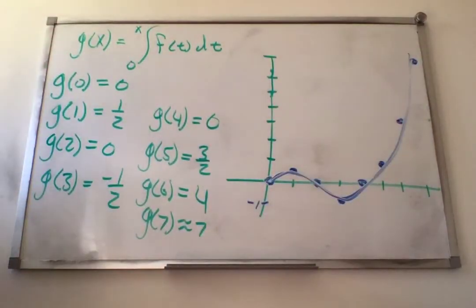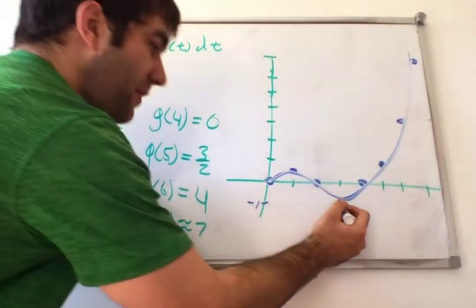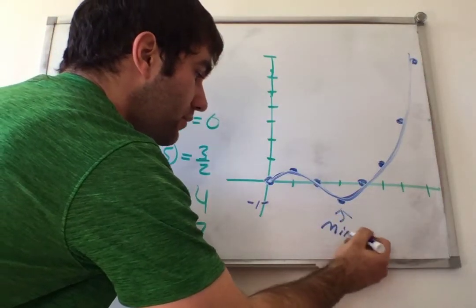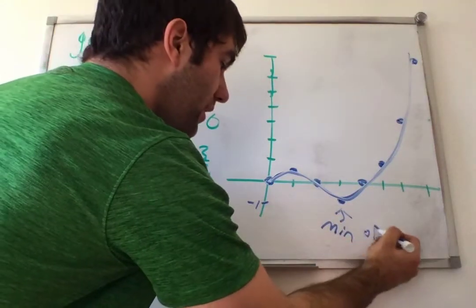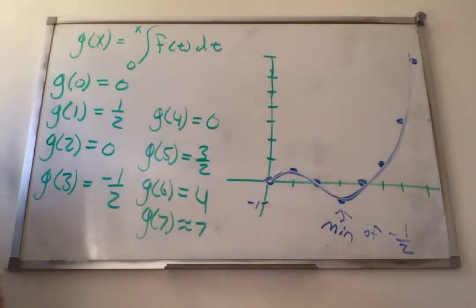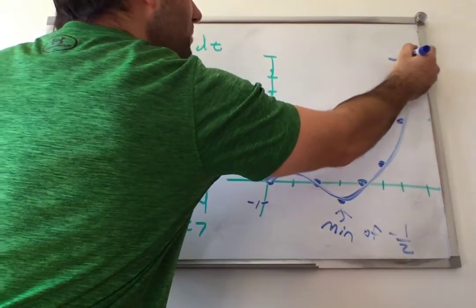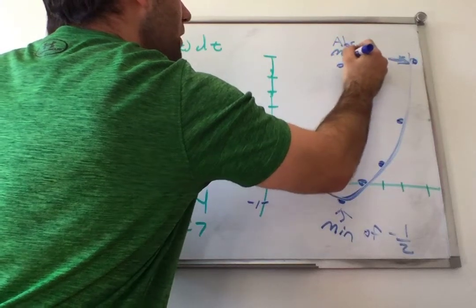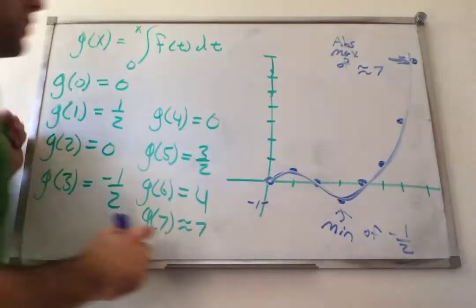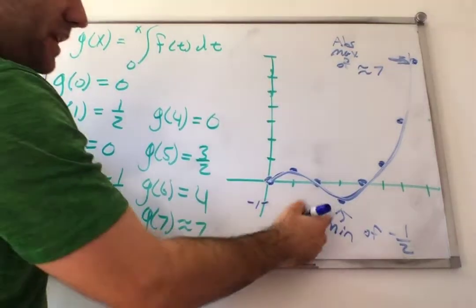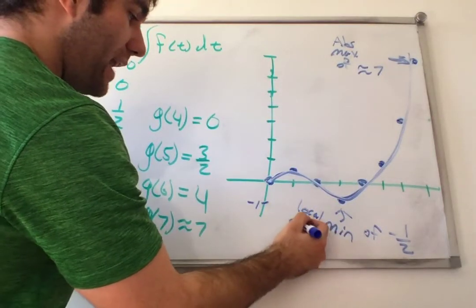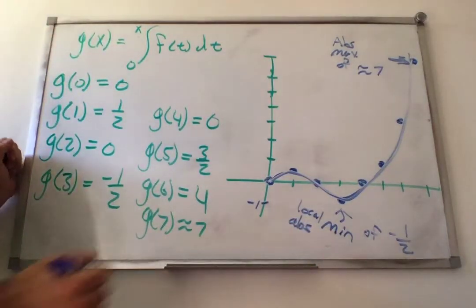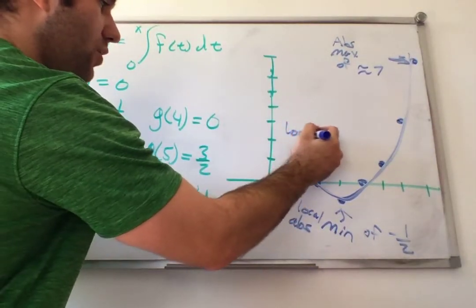So on this interval, it asks us, where does g have a minimum value? Well, it has a minimum value right here, of negative 1/2. Now, if we're talking about this closed interval, here would be the absolute maximum right there of approximately 7, because we estimated that last piece. Right here would be the local and absolute min, and right here we would have a local max.